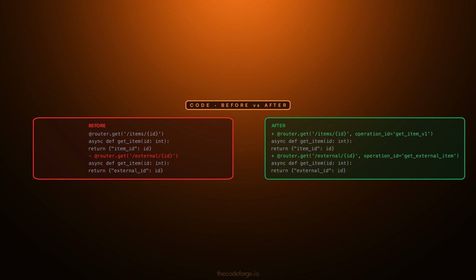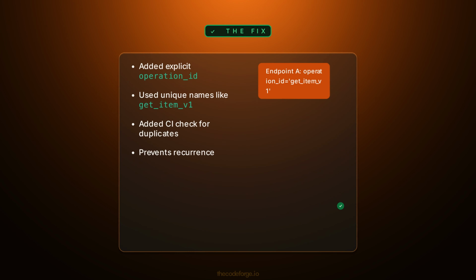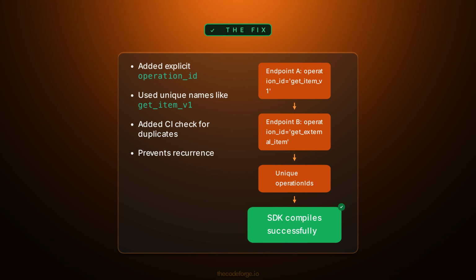Two endpoints in different routers had the same function name, getItem, causing duplicate operationId in the OpenAPI schema. The generated Python client produced duplicate function definition errors and became uncompilable. The fix was to add explicit operation_id parameters to all endpoint decorators, ensuring unique names. We also added a CI check that validates no duplicate operationId values exist in the generated OpenAPI schema.